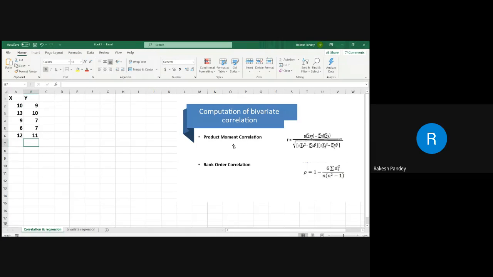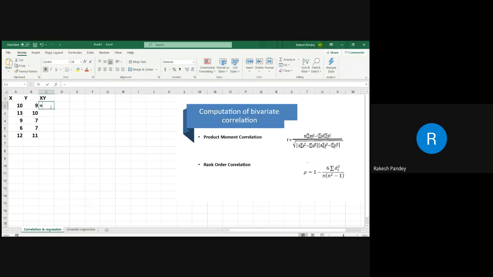So if you can see this formula, in this formula, we need the sum of the product of these two variables, x, y. So the first column that we need to calculate for computation is xy. And then no other column is required. So what is xy?